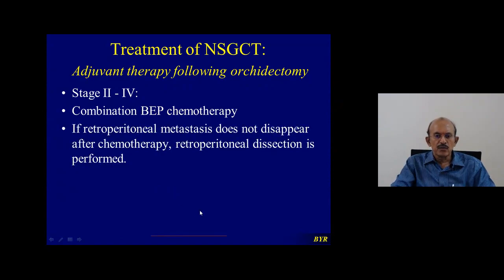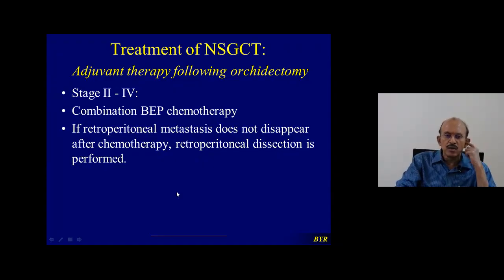If retroperitoneal metastasis does not disappear after chemotherapy, retroperitoneal dissection is performed. That means in stage 2 to 4, there will be retroperitoneal lymph nodal metastasis in teratoma. So what you do is you give chemotherapy and check. If the metastasis disappears, it's okay. Otherwise, you have to do retroperitoneal dissection of all those enlarged lymph nodes.